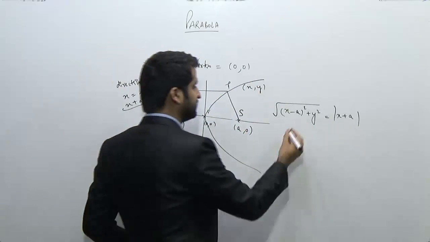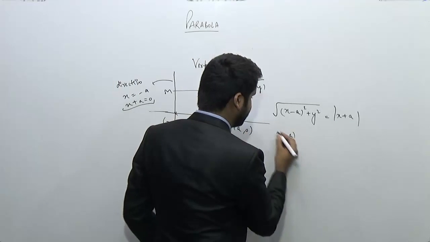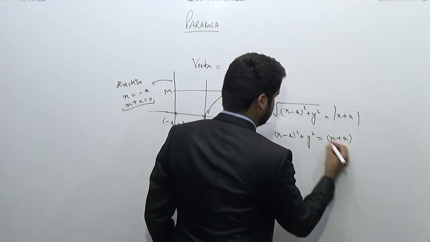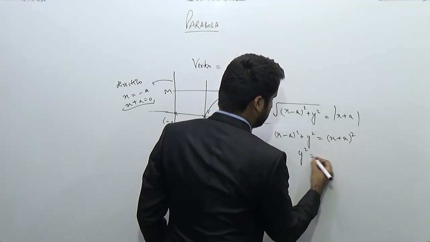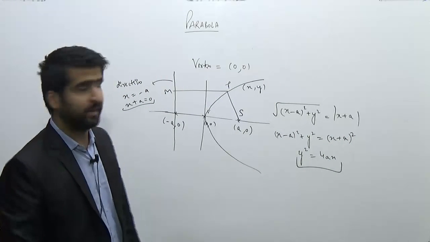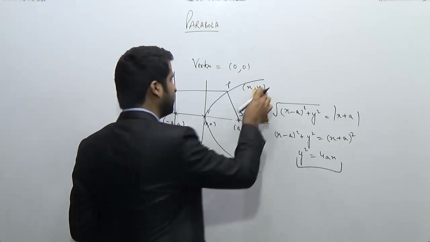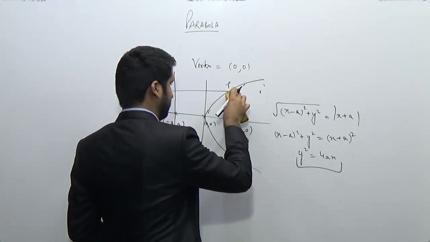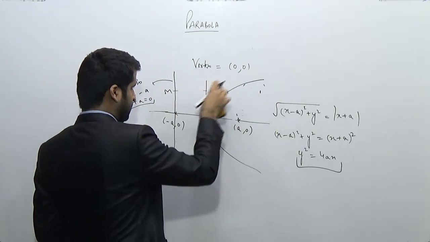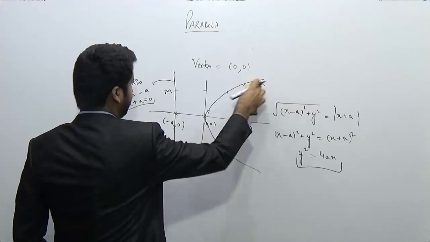If we try to simplify this equation, I will get x minus a whole square plus y square is equal to x plus a whole square. So I will get y square is equal to 4ax. So this is the most standard equation of the parabola. Now see, we'll derive the other results in this parabola. So in this parabola, I will find all the details of this parabola.